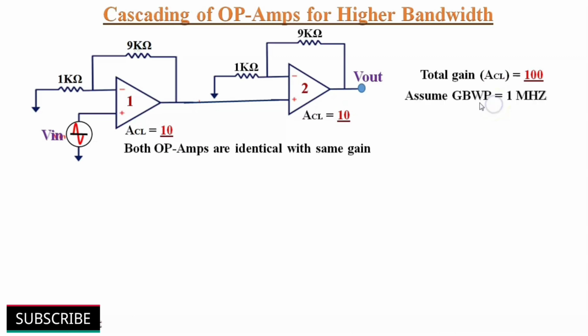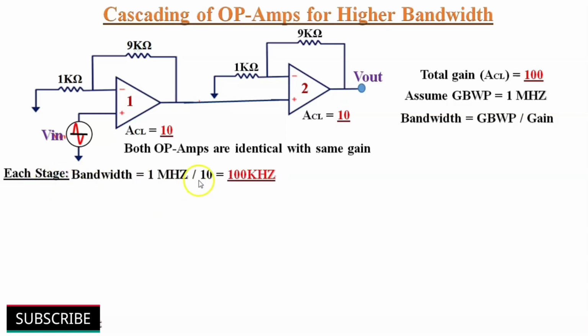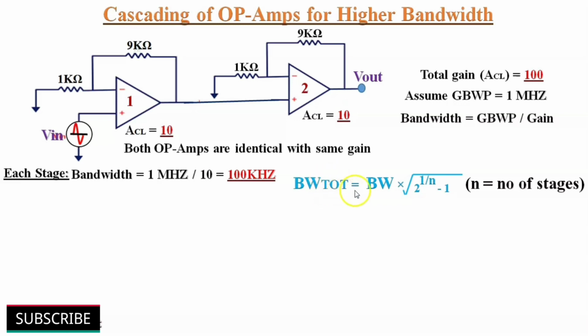Here also assume gain bandwidth product is equal to 1 MHz as earlier. So bandwidth is equal to gain bandwidth product divided by gain. Each stage bandwidth is equal to 1 MHz divided by 10, that gives 100 kHz. Formula for total bandwidth is equal to bandwidth of each stage multiplied by square root of 2 to the power of 1 by n minus 1. Here n denotes number of stages. Therefore total bandwidth is equal to 100 multiplied by square root of 2 to the power of 1 by 2 minus 1. That gives 64.36 kHz of this dual stage op-amp circuit.